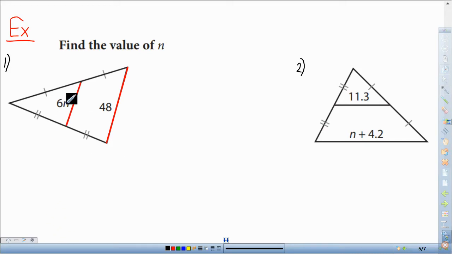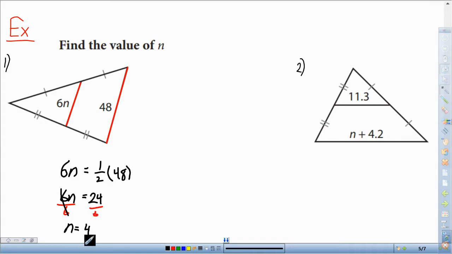Okay, so let's go ahead and do it. Again, we know that the mid segment, 6n, equals 1/2 the length of this side length, 48, which I'm going to put in parentheses because it's being multiplied by the 1/2. Okay, there's our equation. From here we're just solving, which gives us kind of nice numbers. We got a 6n, half of 48 is 24. Dividing both sides by 6 to solve for n, looks like n is going to equal 4. And I'm just double checking, is that what they wanted us to do? Find n? Yeah, so we're done.